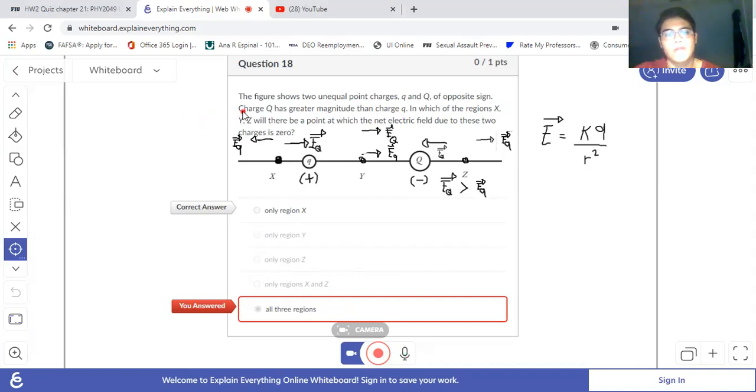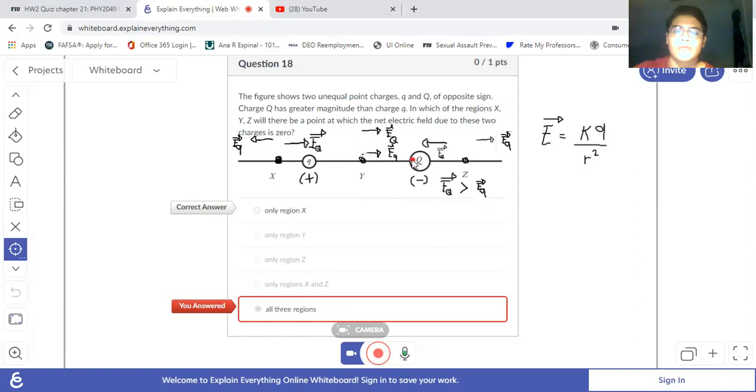This question asks: the figure shows two unequal point charges, little q and big Q, of opposite sign, and charge big Q has greater magnitude than charge little q. In which of the regions, x, y, or z, will there be a point at which the net electric field due to these two charges is zero? The correct answer here is region x.